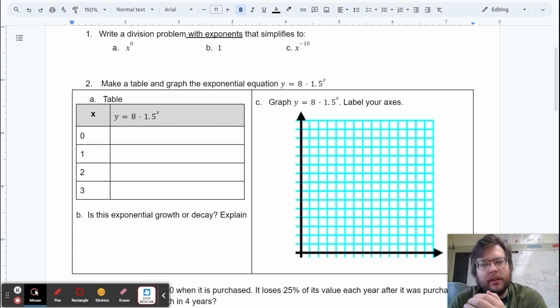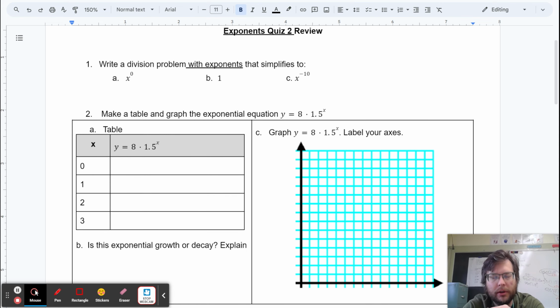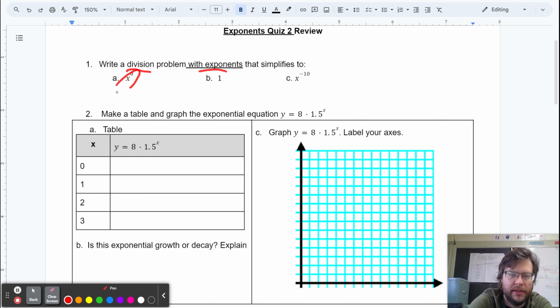Hello, everybody. So we have a quiz coming up, and we're doing things with exponents. I just wanted to go over it real quick. This first problem really threw people off. They were not sure what I was asking. If you just break it down, it says to write a division problem with exponents that simplifies to this.